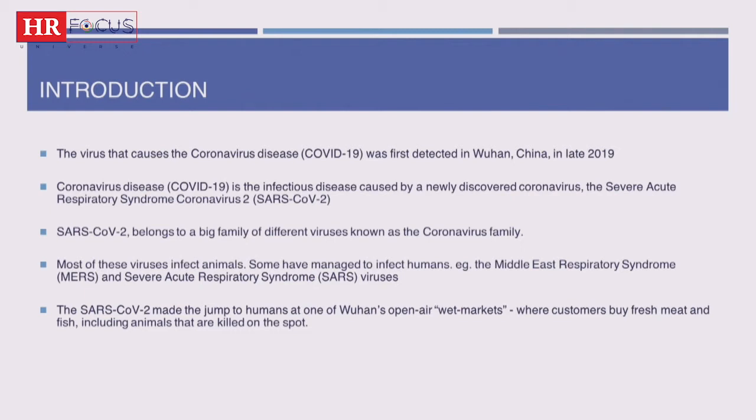So the virus was first detected in Wuhan, China, in late 2019. And we are aware that this virus belongs to a family of viruses called coronaviruses. And as we know, the Middle East Respiratory Syndrome, that's MERS, and then SARS are a few of the viruses that belong to the same family. So the disease that this COVID virus causes is COVID-19 disease.